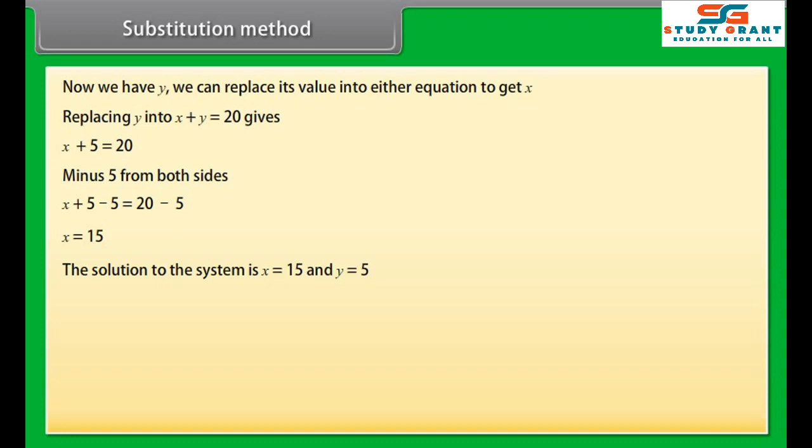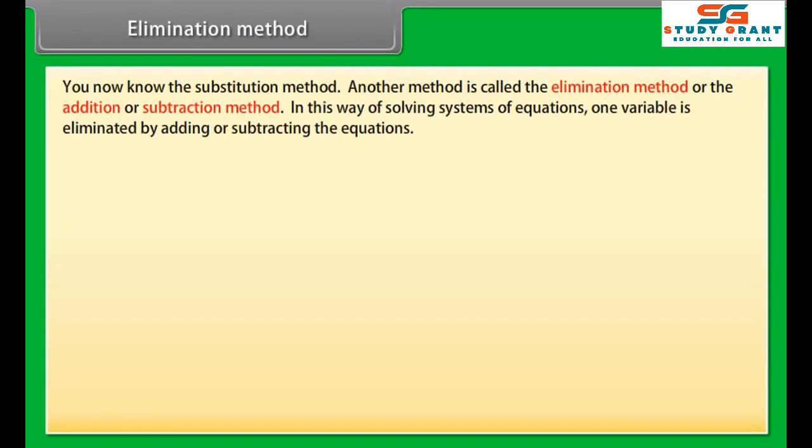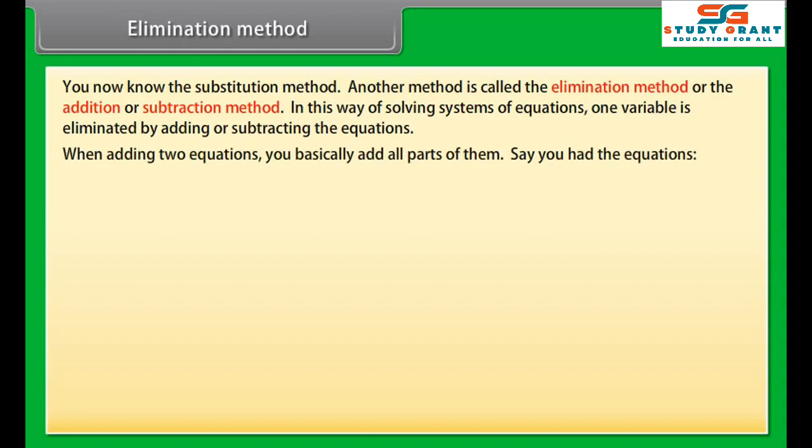Replacing y into x plus y is equal to 20 gives x plus 5 is equal to 20. Minus 5 from both sides. x plus 5 minus 5 is equal to 20 minus 5. x is equal to 15. The solution to the system is x is equal to 15 and y is equal to 5. Indeed, 15 plus 5 is equal to 20 and 15 minus 5 is equal to 10.